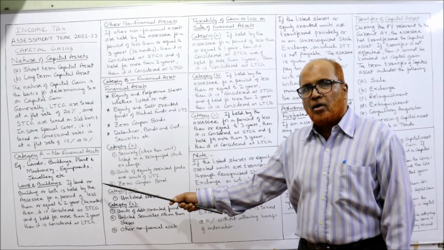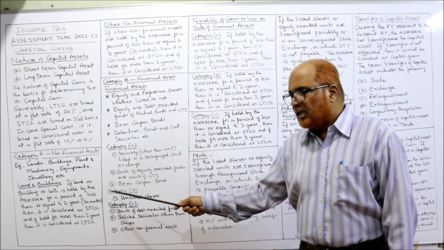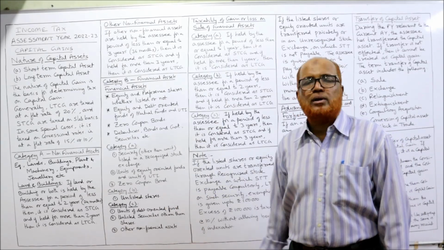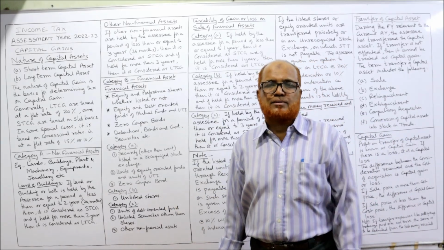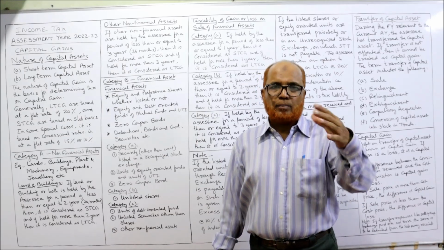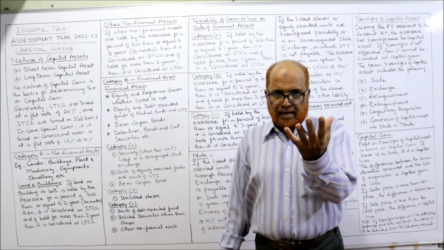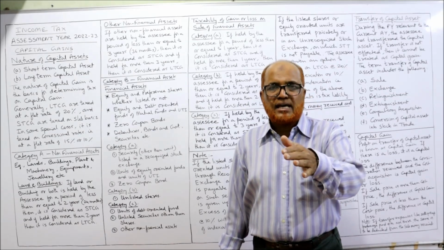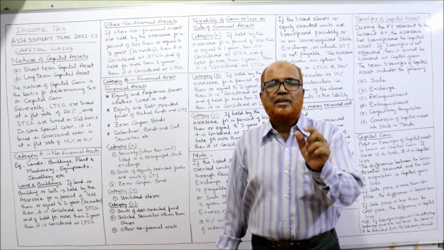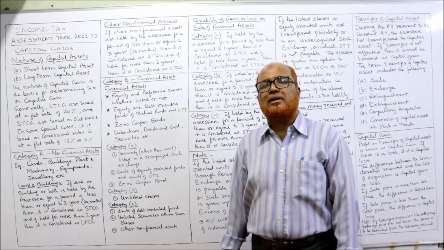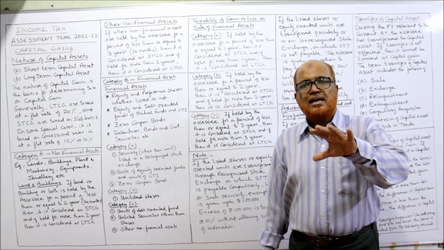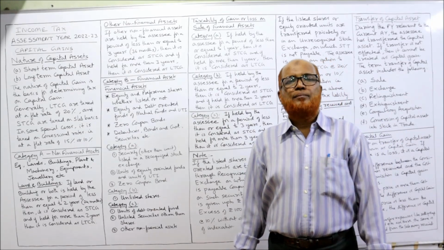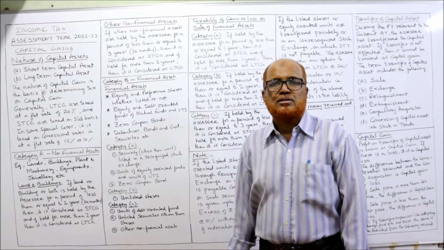So if land or building or both is held by the assessee for a period of less than or equal to 2 years, this is very important. If land or building or both is held for 2 years or less, then it will be treated as short-term capital asset. If the assessee has held the asset for more than 2 years, then it will be called long-term capital asset.